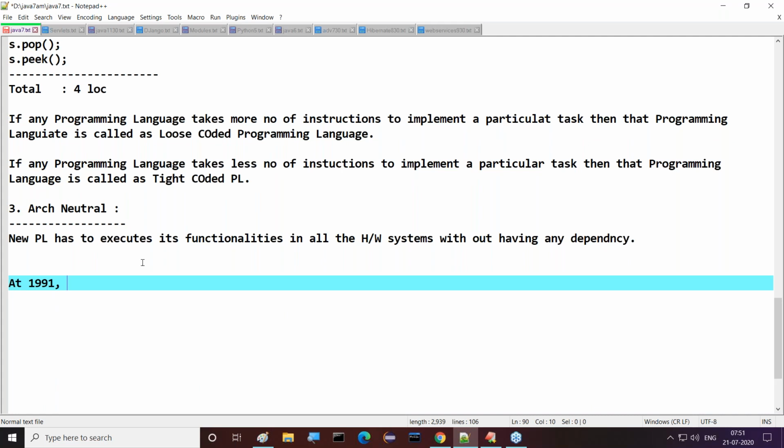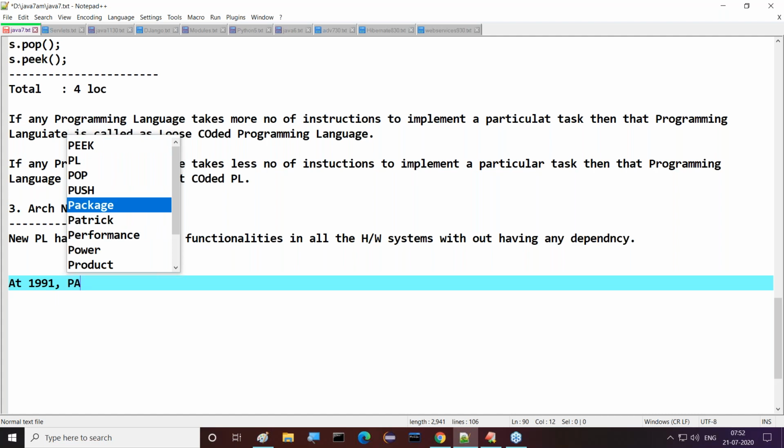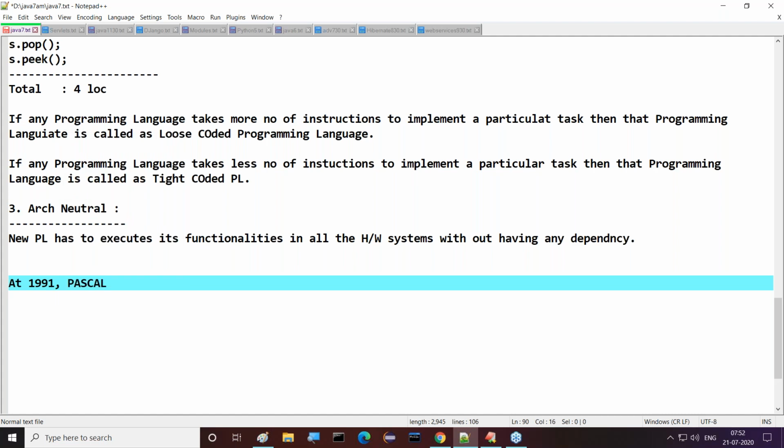In 1991, there is a programming language which is very famous outside. That programming language is Pascal. Pascal is a programming language which is very famous. This Pascal programming language was invented by Nicholas Wirth. Nicholas Wirth is the inventor of the Pascal programming language. Who invented Pascal? That programming language was very famous in 1991. All of you have to understand this clearly now.